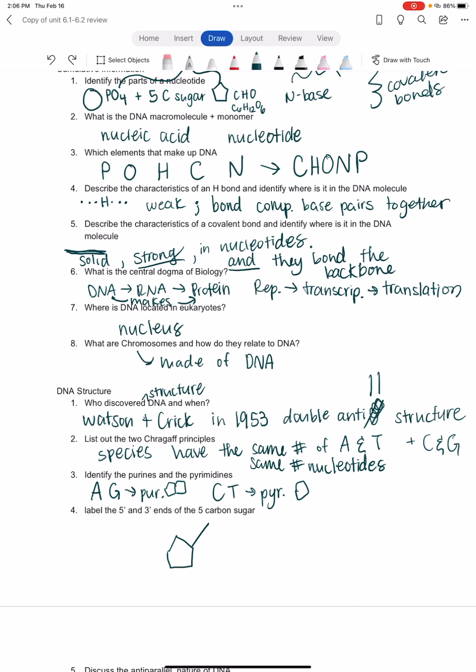Okay, so the 5' and 3', we have 1, 2, 3, 4, 5. So 5', 3'. So remember, 5' is where we're pointing up and 3' is down.